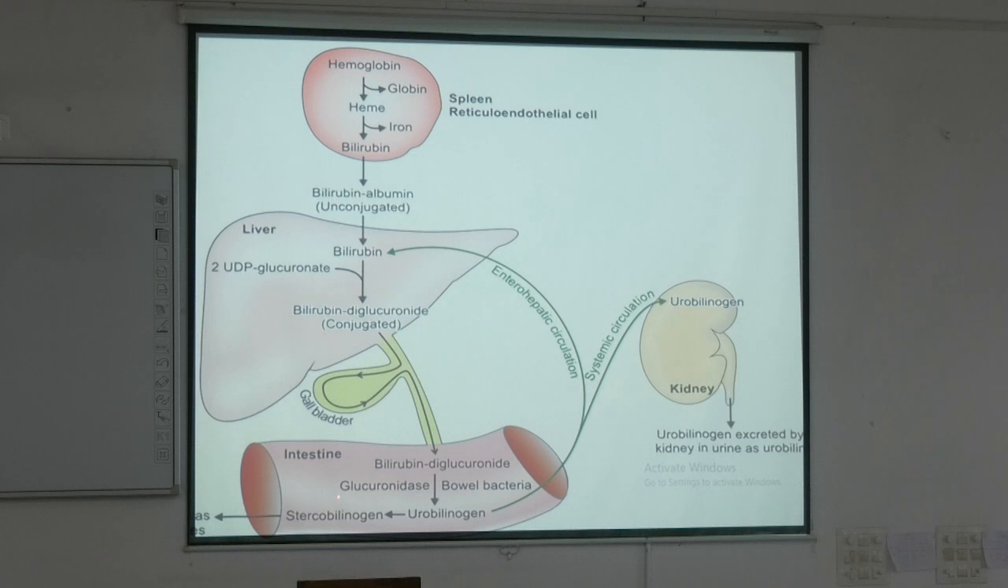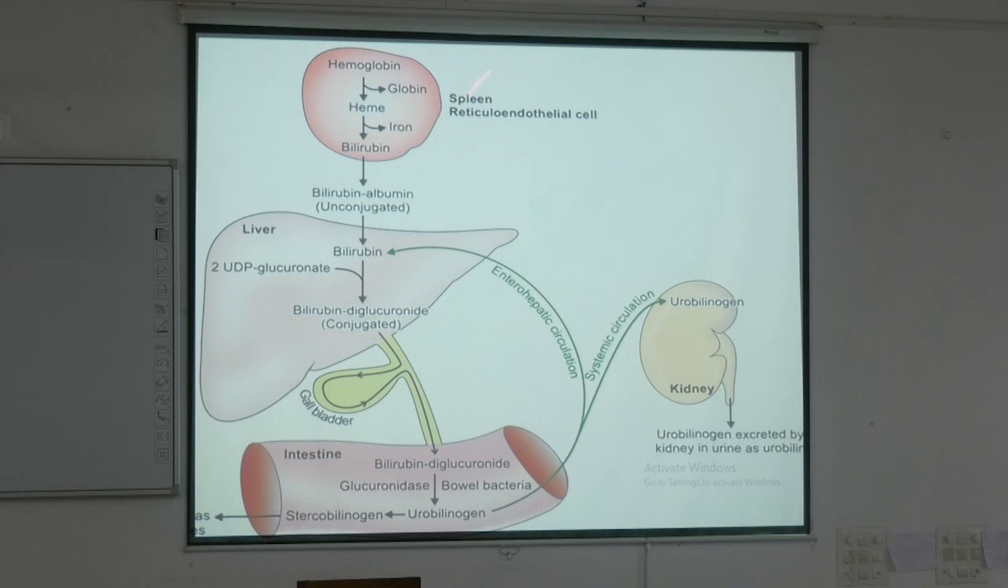And the rest, 15%, again forms this bilirubin. Okay, so what is the normal level of bilirubin? That is 0.2 to 1.2 mg per dl. That is total bilirubin. And the direct bilirubin, that is conjugated, and unconjugated bilirubin, what is it? It is 0.2 to 0.4 and 0.4 to 0.6. Okay.